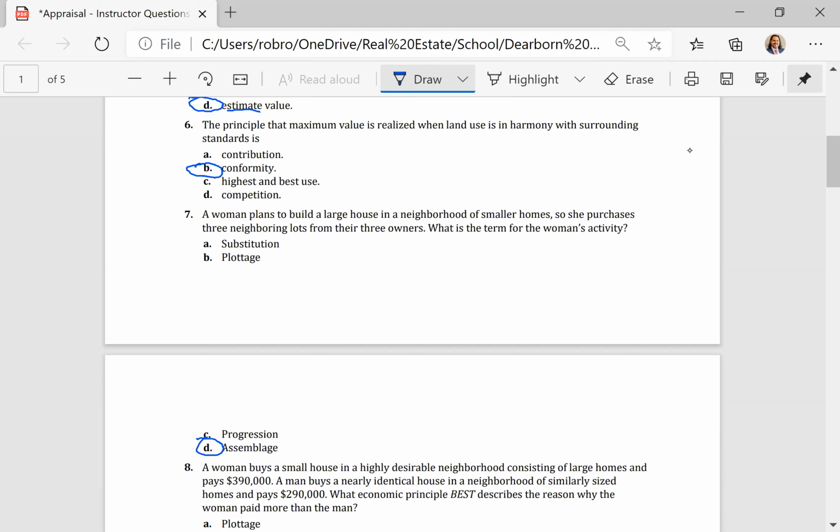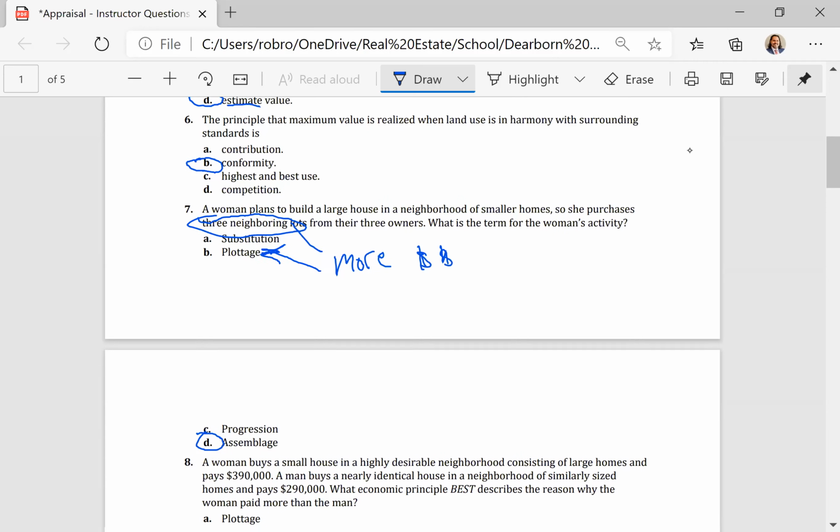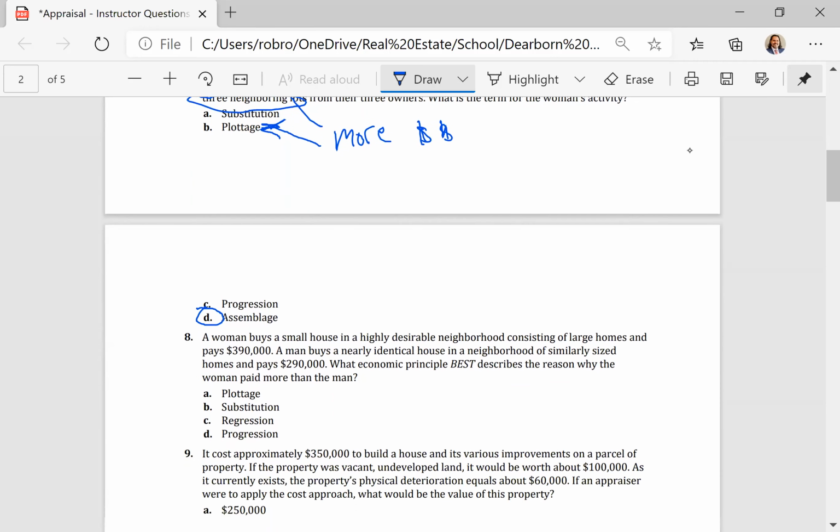Because it doesn't make sense. It doesn't say that she's doing these 3 lots to make more money. If she was talking about that, then it would be more like plottage. I know it's kind of tricky. Hopefully you understand that. Gets a little bit tricky though. So anyway, seven is D as in dog.